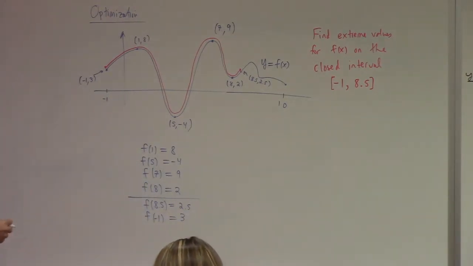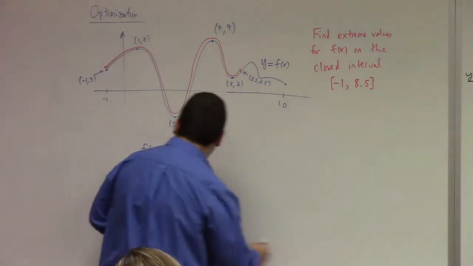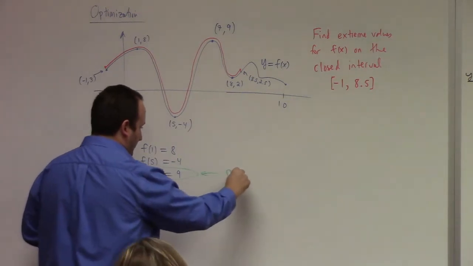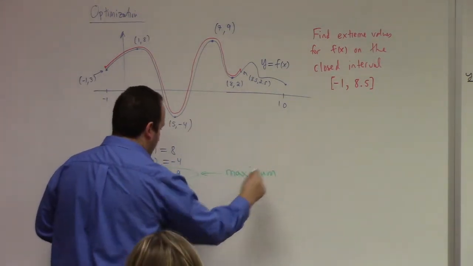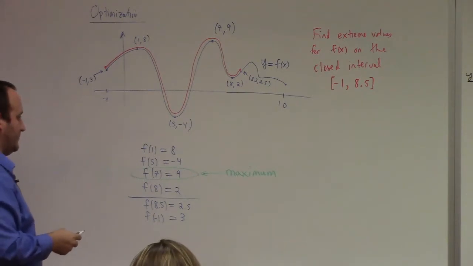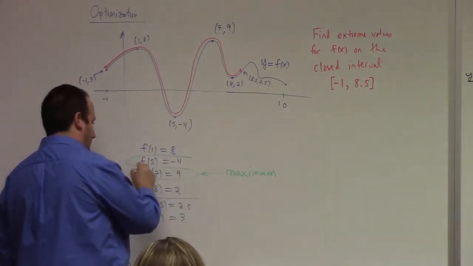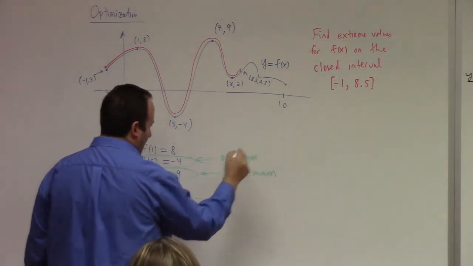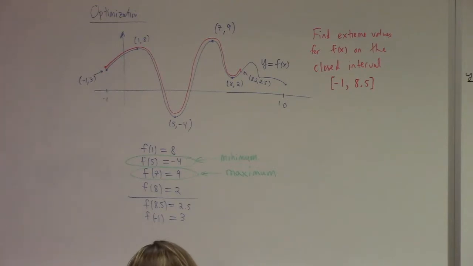So how do you figure out which is the extrema? It's very simple. You just look at the list and you pick a winner and you pick a loser. So what's the winner here? There we go. So that's the maximum. What's the loser? Yeah, that right there is the minimum.